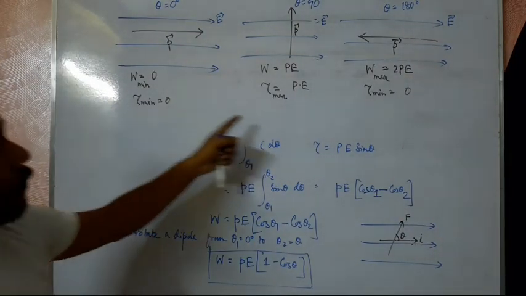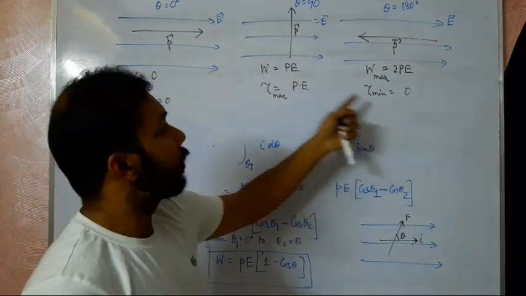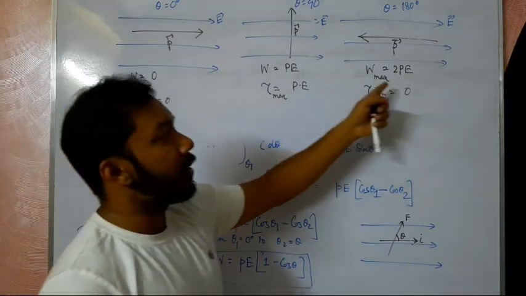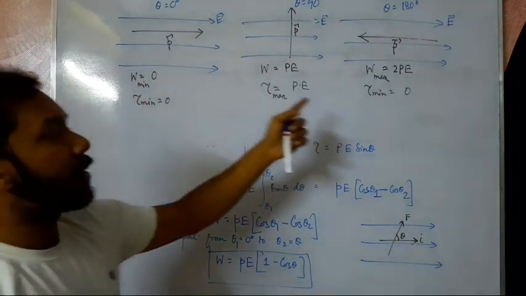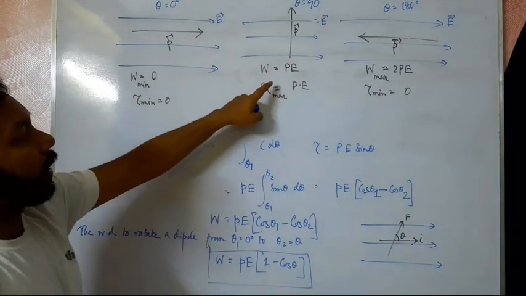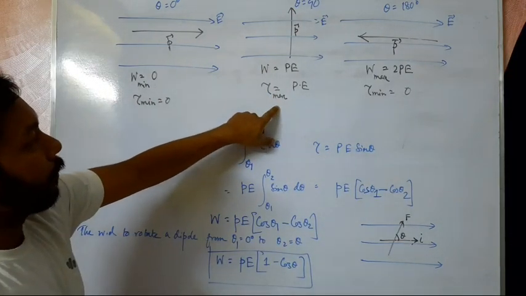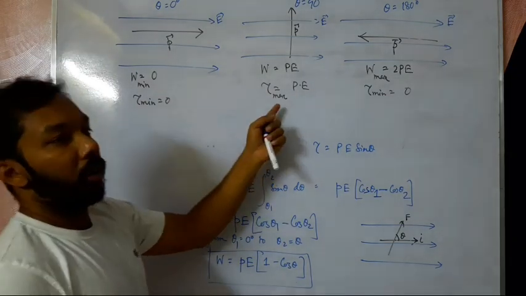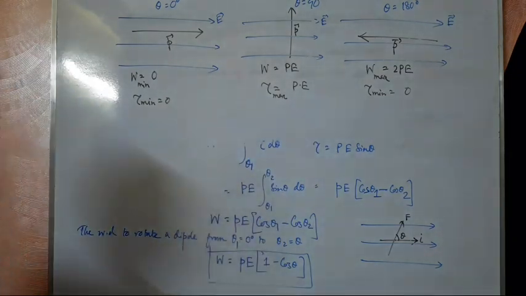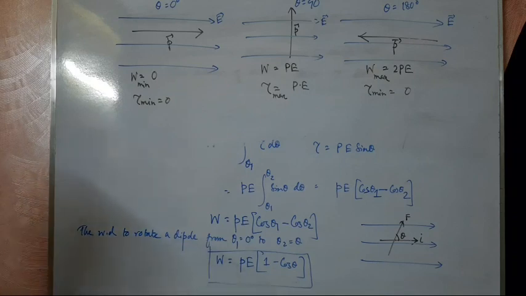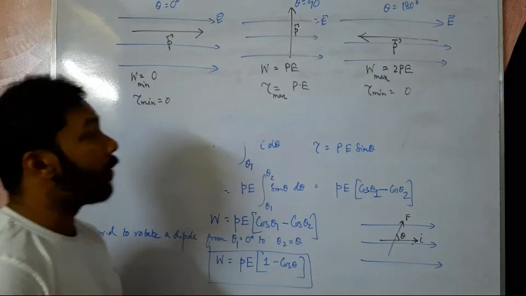So in these two positions where the potential is minimum and maximum, where the work done is minimum and maximum, the torque is 0, and where the work done is PE, the torque is also PE, and it has a maximum value. So this is about the work done when we rotate a dipole inside an electric field, uniform electric field.